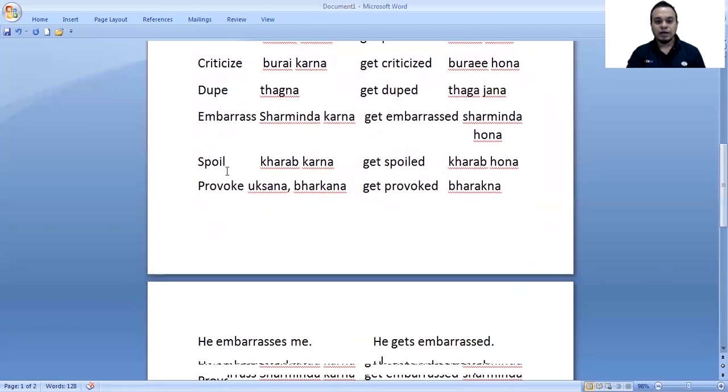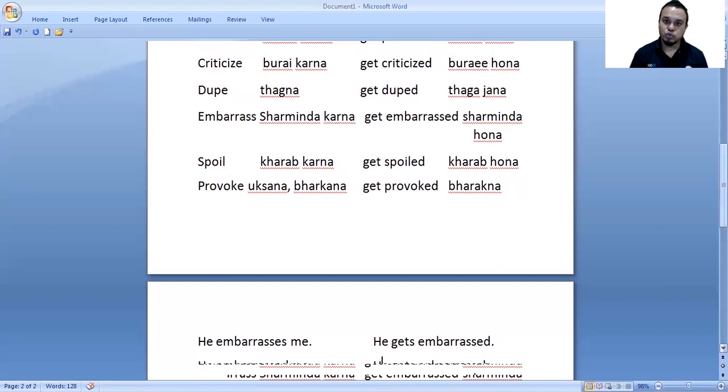Spoil, खराब करना. Get spoiled, खराब होना. Provoke, उकसाना या भड़काना किसी को. Get provoked, भड़कना. He provoked him and he got provoked. उसने उसे भड़काया और वो भड़क गया. Right? He provoked him. In first sentence, he provoked him and he got provoked. और वो भड़क गया. So guys, this was the rule of transitive and intransitive verb. How you can convert a transitive verb into intransitive verb.